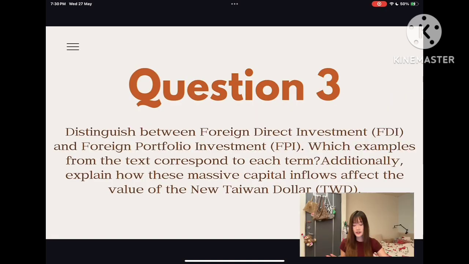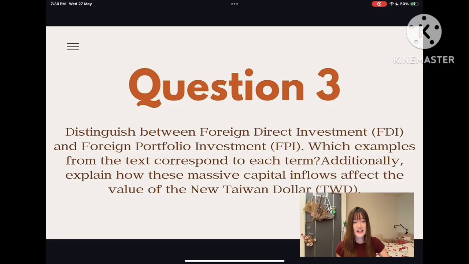Let's see question 3. Distinguish between foreign direct investment, FDI, and foreign portfolio investment, FPI. Which examples from the text correspond to each term? Additionally, explain how these massive capital inflows affect the value of the new Taiwan dollar.